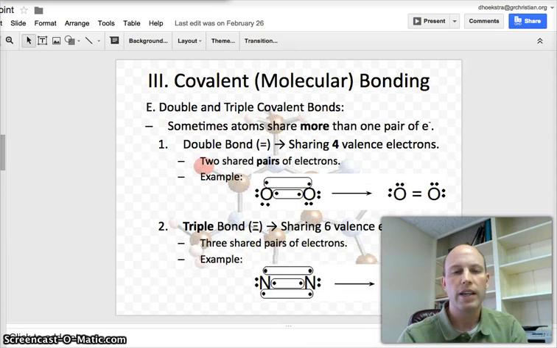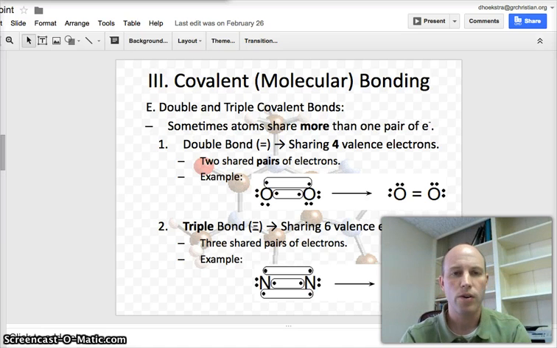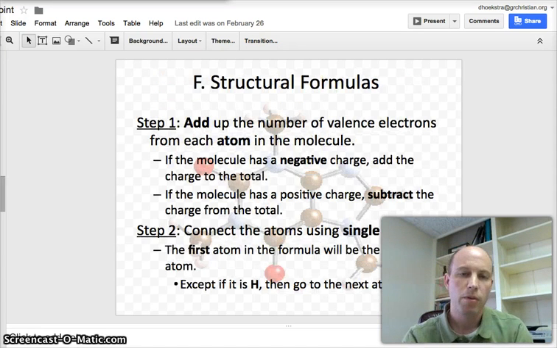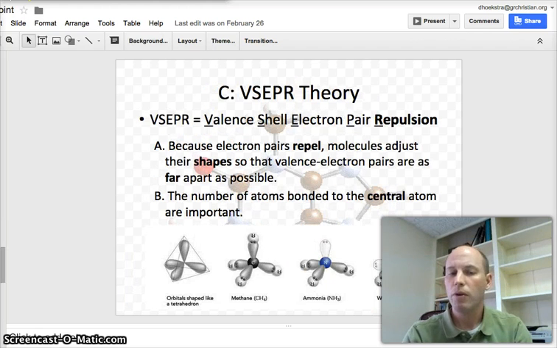We will then move on and talk a little bit about the difference between single and double and triple bonds and how it deals with valence electrons and how many of those are being shared. We'll move on to structural formulas, and we'll look at the idea of how to show how the sharing is taking place, and we'll work through a 5-step plan to be able to write out a two-dimensional view of the atom.